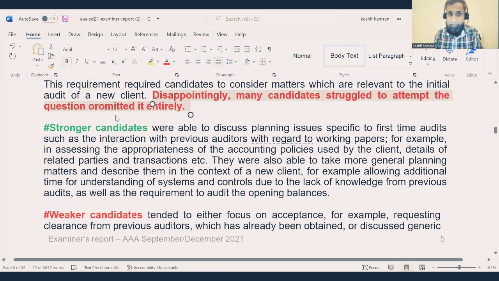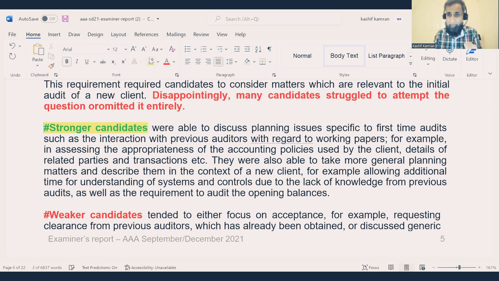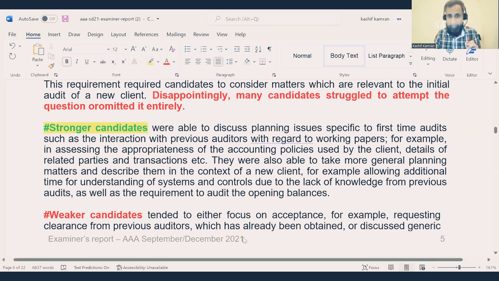Then the examiner comes to the stronger candidates. I highlighted the stronger candidates in green because every time I recommend to my students, when you are reading the examiner report, take a red color and a green color. If something is favorable, put it in green. If something is bad, put it in red. So you will get to know that red is a bad thing and green is a good thing. Now see what the examiner is telling us.